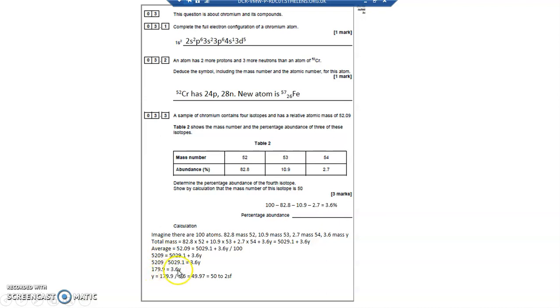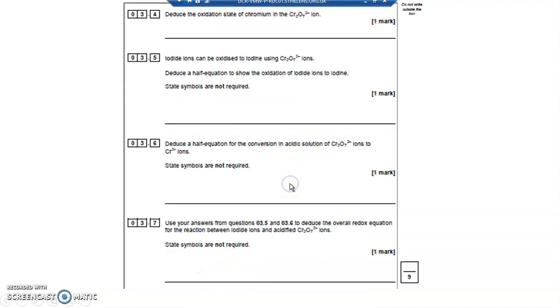179.9 is 3.6y. Divide both sides by 3.6, and so I've now got y, which is the mass of the unknown particle, 49.97. Now mass number's got to be a whole number, so I'll round it up to 50 to 2 significant figures.